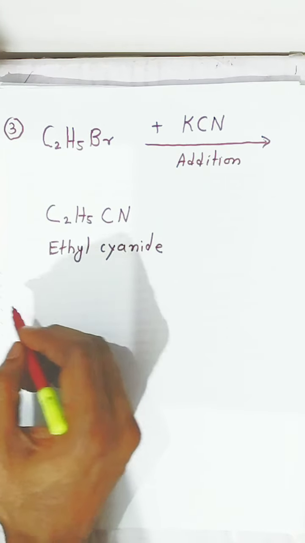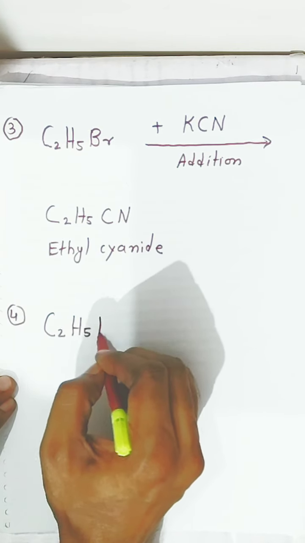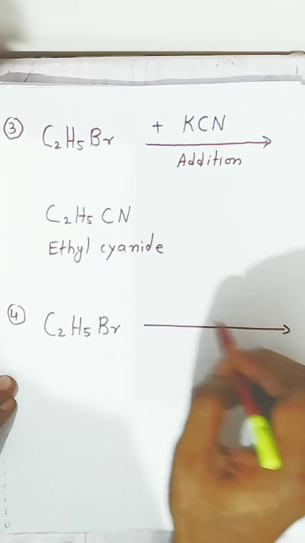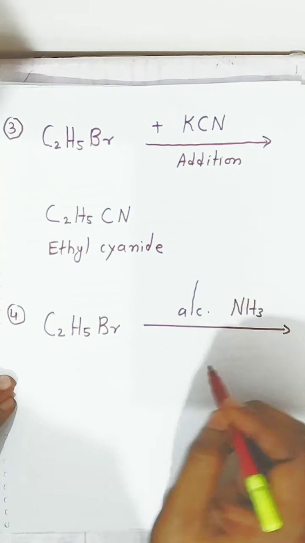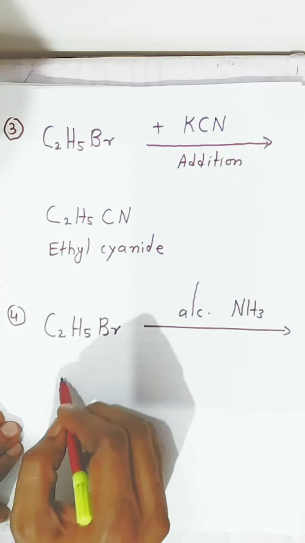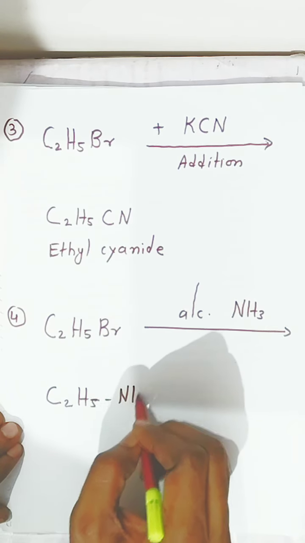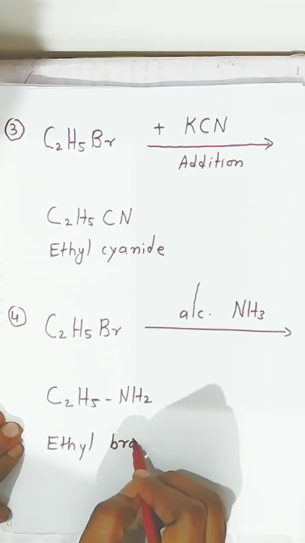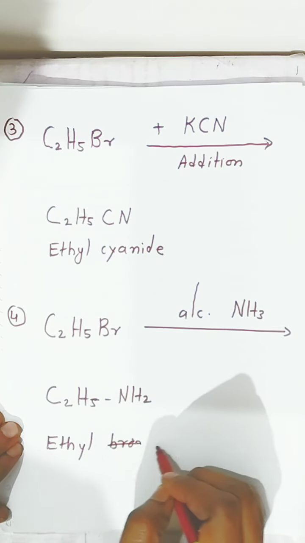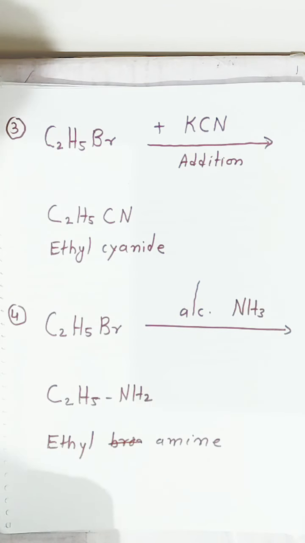Now students, the fourth reaction: you have ethyl bromide, C2H5Br. Now we are adding alcoholic ammonia gas. When we dissolve ammonia in alcohol, it is called alcoholic ammonia. Now you will get the product C2H5NH2, ethyl amine. You are getting ethyl amine as the product.